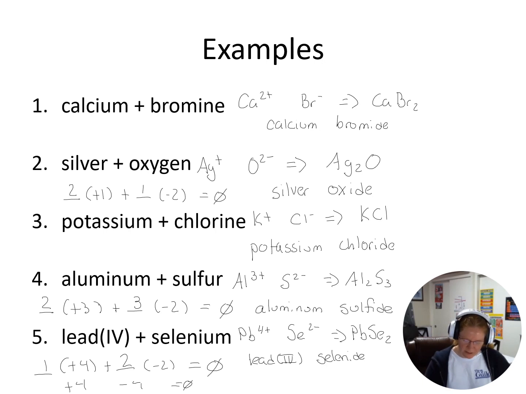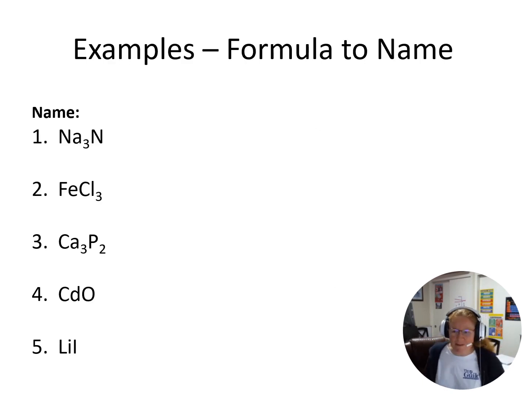Okay. So let's look at a few formulas and see if we can figure out the names. All right, so Na is sodium. Sodium's in group 1A, so we don't need a Roman numeral, so we can just name this one outright. So sodium and nitrogen gives me sodium nitride.